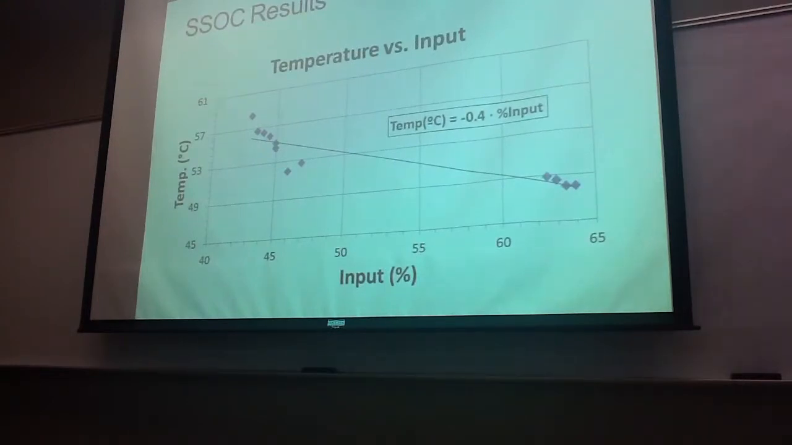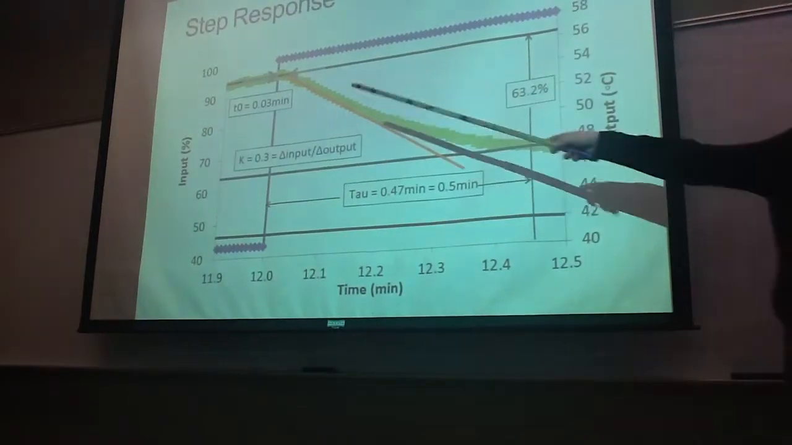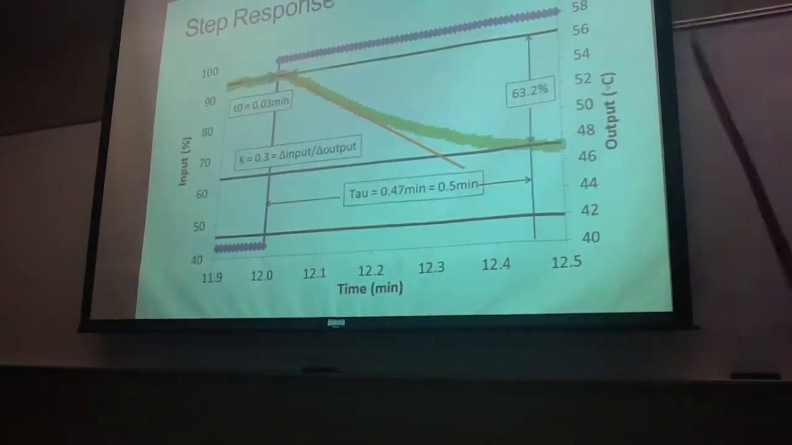We found that basically the temperature change is about negative 0.4 times the input percent, with temperature in degrees Celsius. Then something else that we did to analyze the system is called the step response. Basically, we get the system to steady state again, and then we suddenly change the input and wait till it gets to another steady state. It's kind of backwards compared to some of the systems other people are using because it's actually going down as we step up.